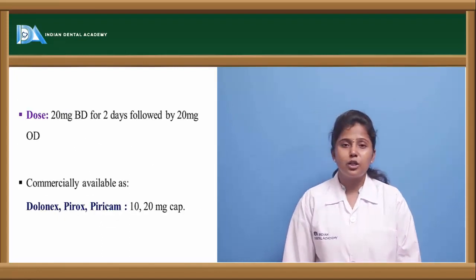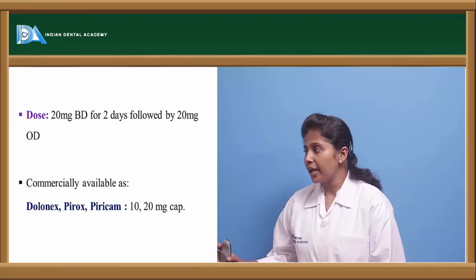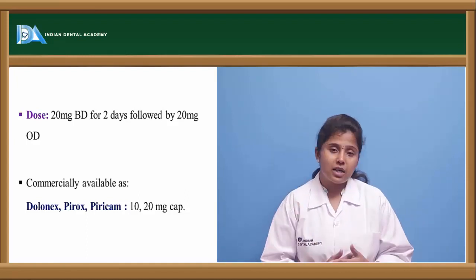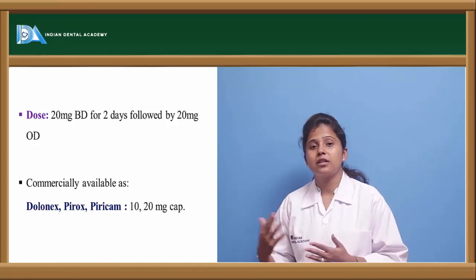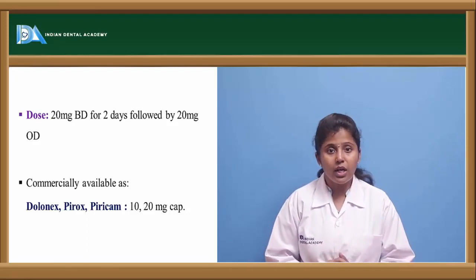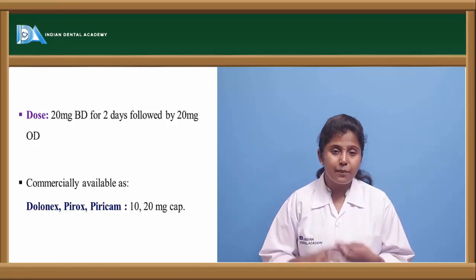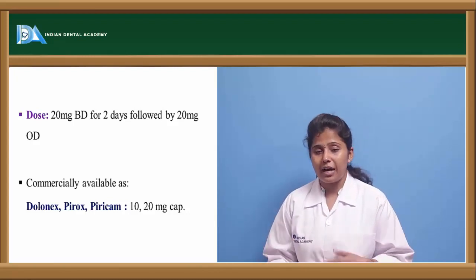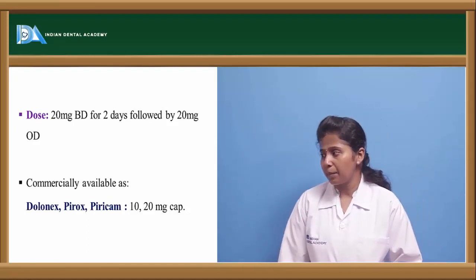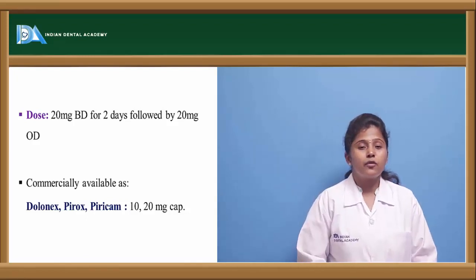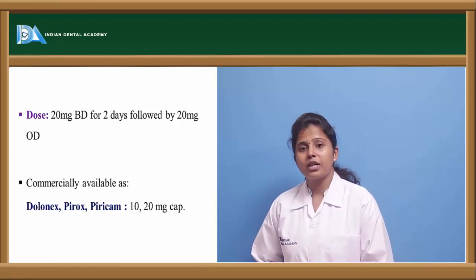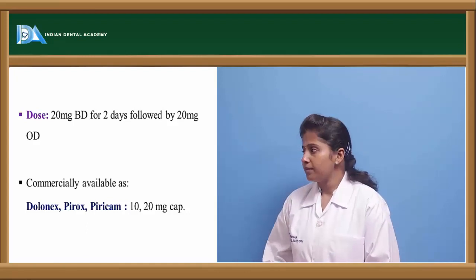And it is given in the dose of 20 mg, but this twice a day is not literal. For example, if we are giving the drug today, then after 2 days another dose of the drug should be given, because it takes 2 days for the drug to get eliminated out of the body. So that is the reason the next dose is given 2 days after the first dose, and it is commercially available as Dolonex, Pyrox and Piroxicam in the dose of 10 to 20 mg capsules. It is not given in tablet form, but it is formulated as a capsule.